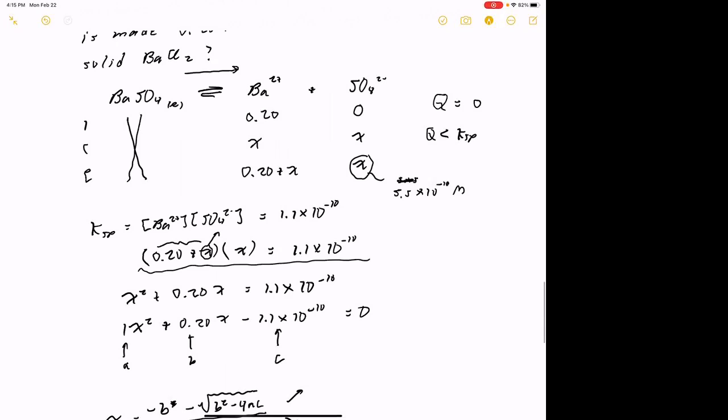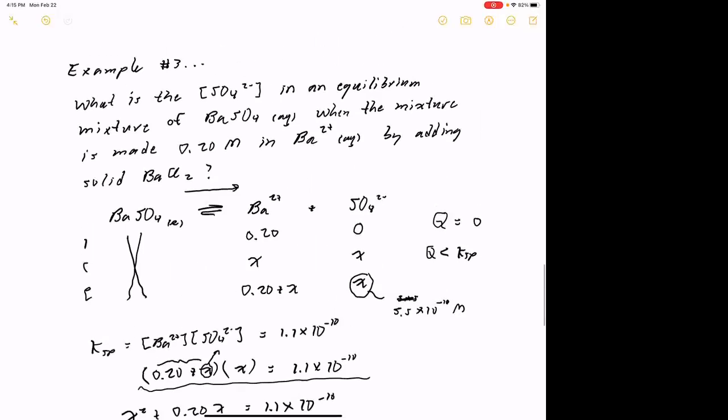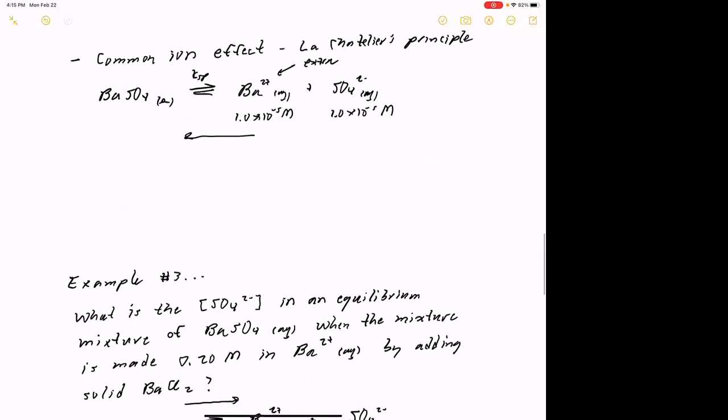Okay, so look at that. What did we say that the concentration of the sulfate ion was if we didn't add the 0.2 molar barium? Well, we did that way up here. We said that it was 1.0 times 10 to the minus 5th, didn't we? So what effect did adding 0.2 molar barium to the overall solution have? Did it shift the equilibrium to the left like we predicted?